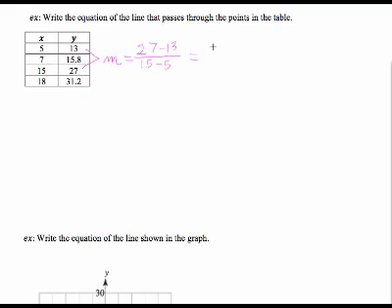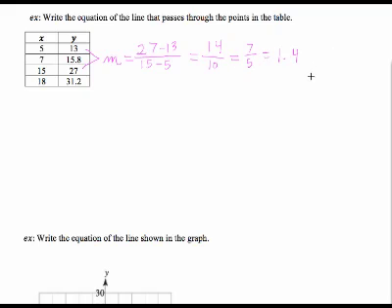27 minus 13 is 14. 15 minus 5 is 10. So you could use 14 over 10. You could even use a decimal, 1.4. You could reduce this and call it, let's see, you can divide them both by 5. So that's the same as 7 over 5. It doesn't matter. Both of those are good.